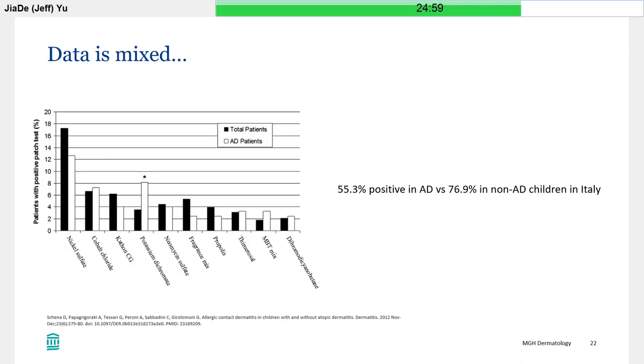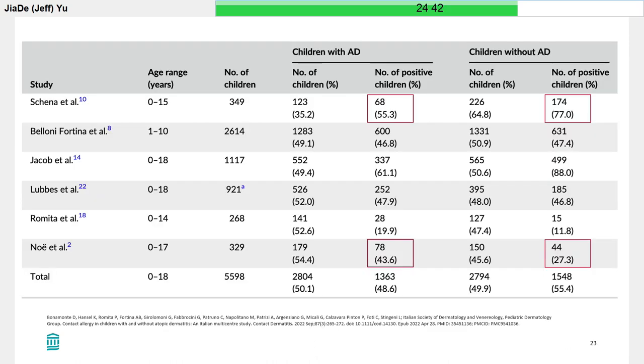In another study done at another center in Italy, and it seems like they patch test a lot of children in Italy, which is great, 55.3% patch test positive in kids with AD versus 76.9% patch test positive in kids without AD. So I guess the big question is, does allergic contact dermatitis happen more frequently in kids with AD or not? In a summary of all the studies that were done from that center, they found that different centers had different results depending on who was doing the patch testing and when the patch testing was done and what the ages were. However, at the end of the day, we find that kids with AD and kids without AD probably develop allergic contact dermatitis at about the same rate.